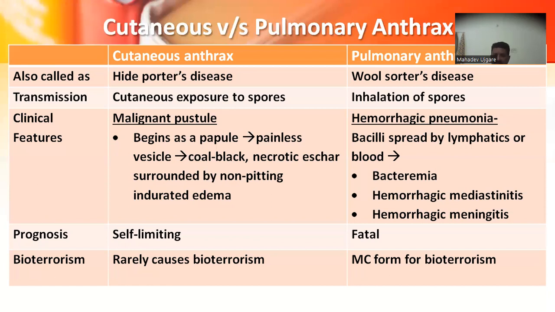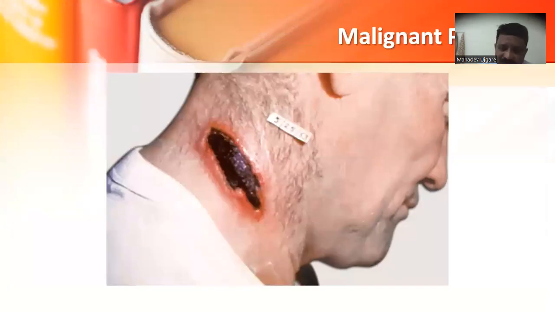And how is this hemorrhagic pneumonia produced? The bacilli spread by lymphatics or by the blood, and it produces bacteremia, hemorrhagic mediastinitis, and hemorrhagic meningitis. Now prognosis. In cutaneous anthrax it is self-limited, while in pulmonary anthrax it is fatal. Now bioterrorism. Cutaneous anthrax rarely causes bioterrorism, while pulmonary anthrax is the commonest cause from bioterrorism. See, this is a malignant pustule.